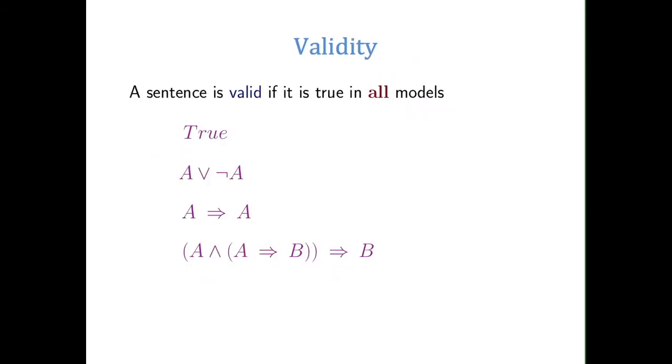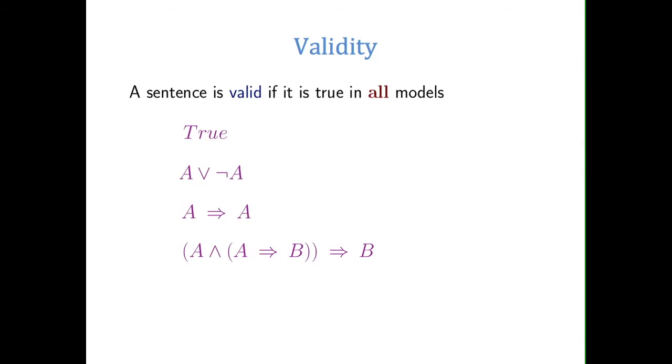Let's turn now to a couple of concepts that we're going to find useful. The first is the concept of validity. So remember, in propositional logic, a proposition can have the value of either true or false. So some proposition A could be true or it could be false. And those are the two models for proposition A.